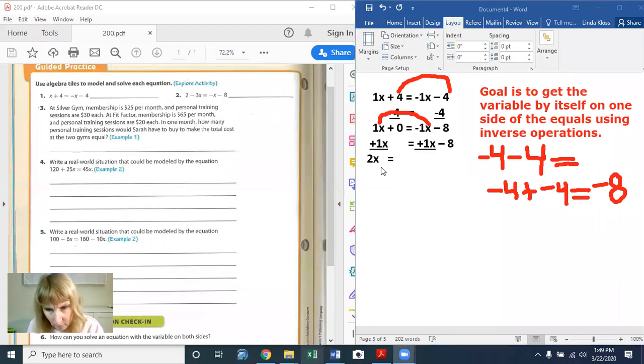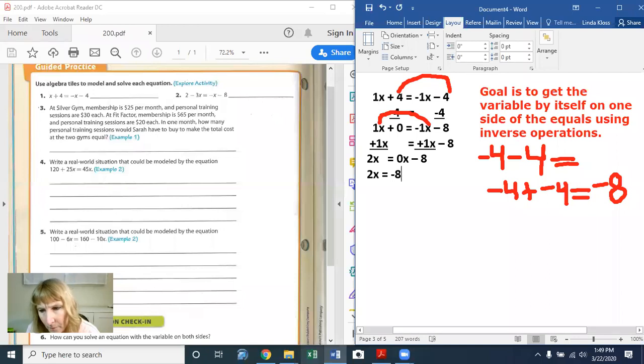Okay, so now we have a 0x minus the 8. Dropping the 0x, because that doesn't matter. 0x is equal to negative 8. Am I done? No, I'm not done because I have to, the goal, find the spotlight. The goal is to get the variable by itself. Let's actually put a colored arrow. The goal is to get the variable by itself.